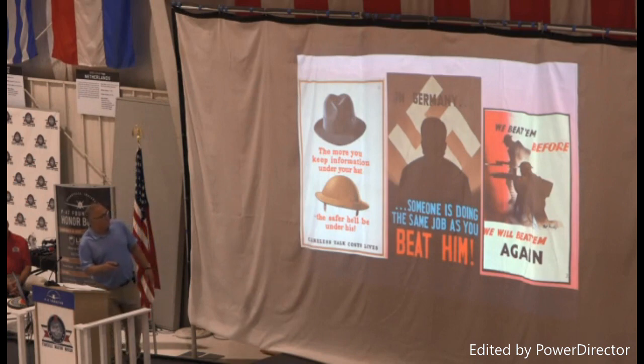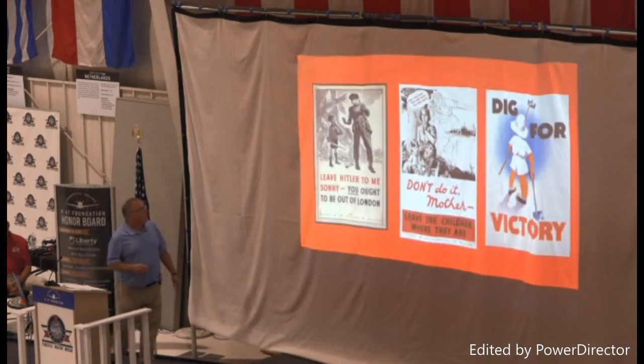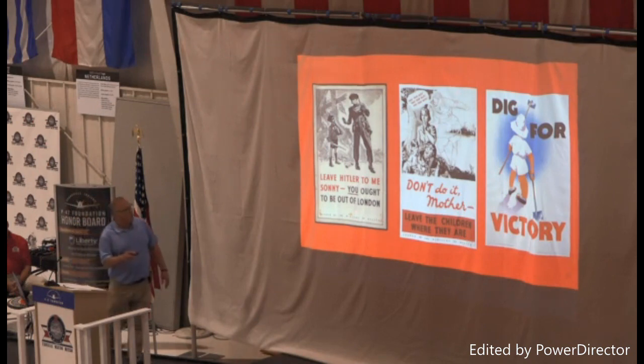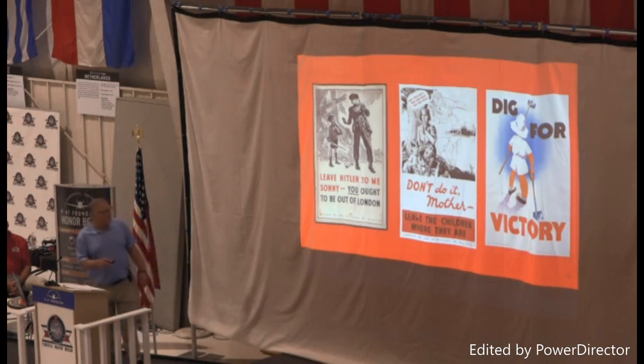Beat them, here's one I like: "We beat them before, we'll beat them again." And then some about children. I just mentioned that the children were often sent to the countryside out of harm's way during the bombings. There were posters up: "Leave Hitler to me, sonny. You ought to be out of London." And here's one with Hitler whispering in the mother's ear to take them back with her, and it says, "Don't leave them where they are." And then children helping with the victory garden.